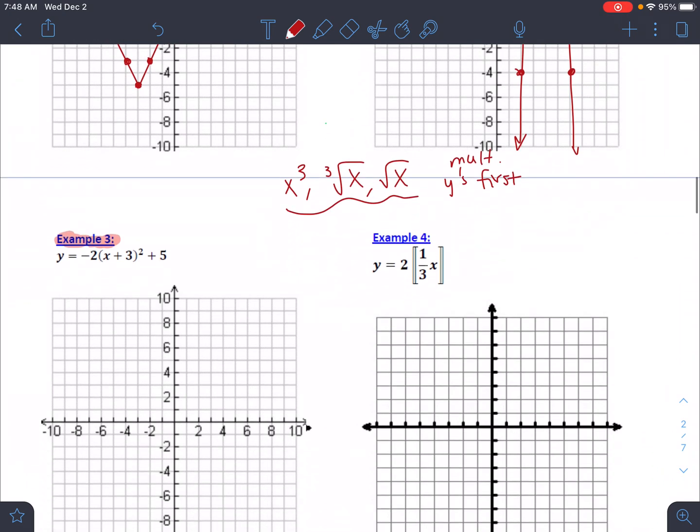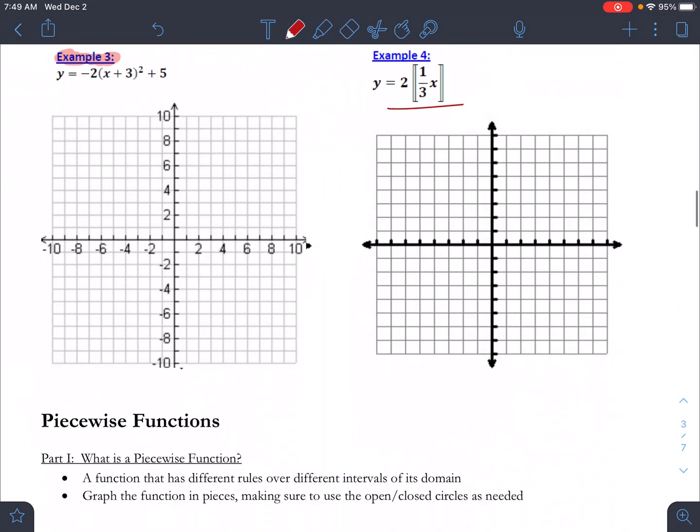Okay, so we're going to save example 3 for class. That's another quadratic. We're going to get some more practice on some of these different guys in class. And then I actually want to look at this one because this one obviously is a little strange. This is the last example here, guys.